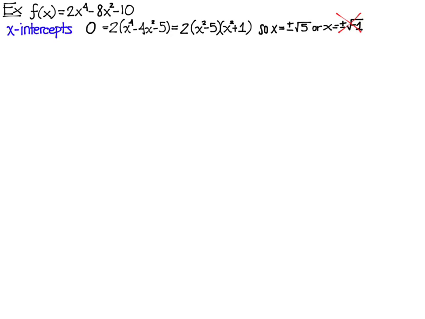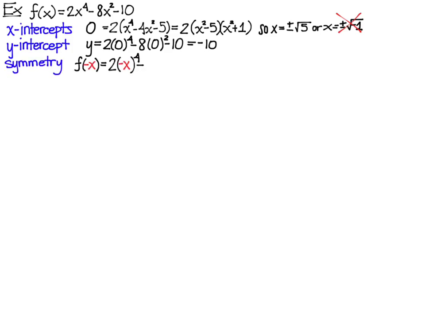But we can't have plus or minus the square root of negative 1 because that's an imaginary number. So our x-intercepts are at plus or minus the square root of 5. For our y-intercept, we set x equal to 0 and solve for y, and we get negative 10.